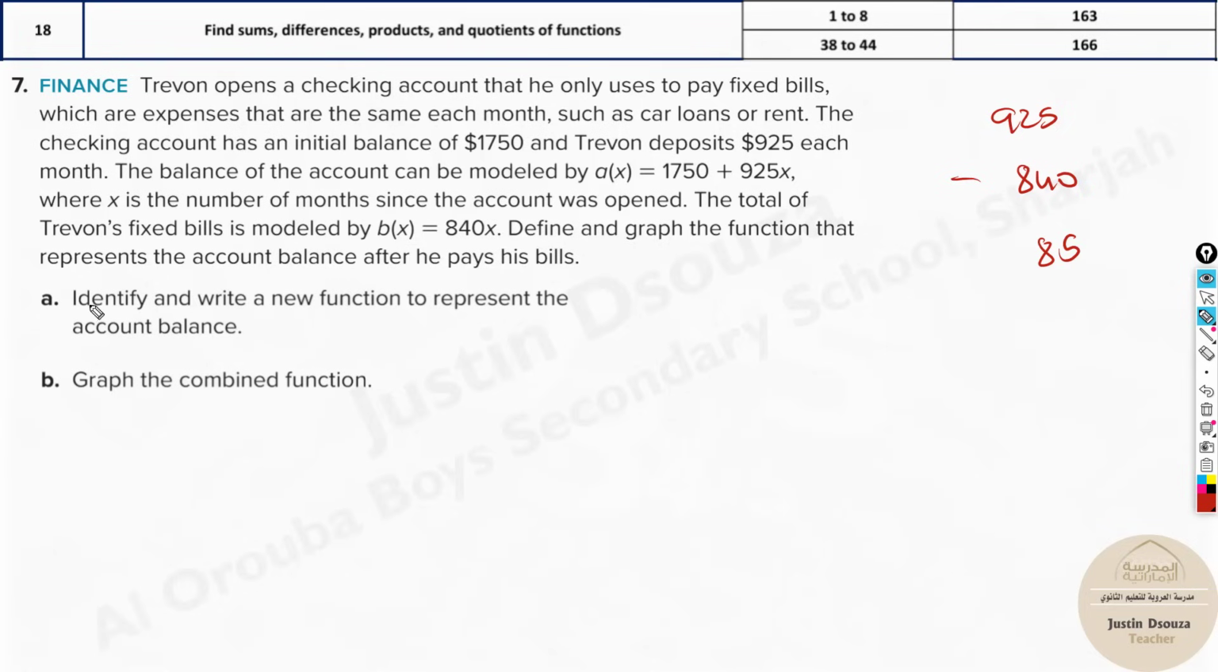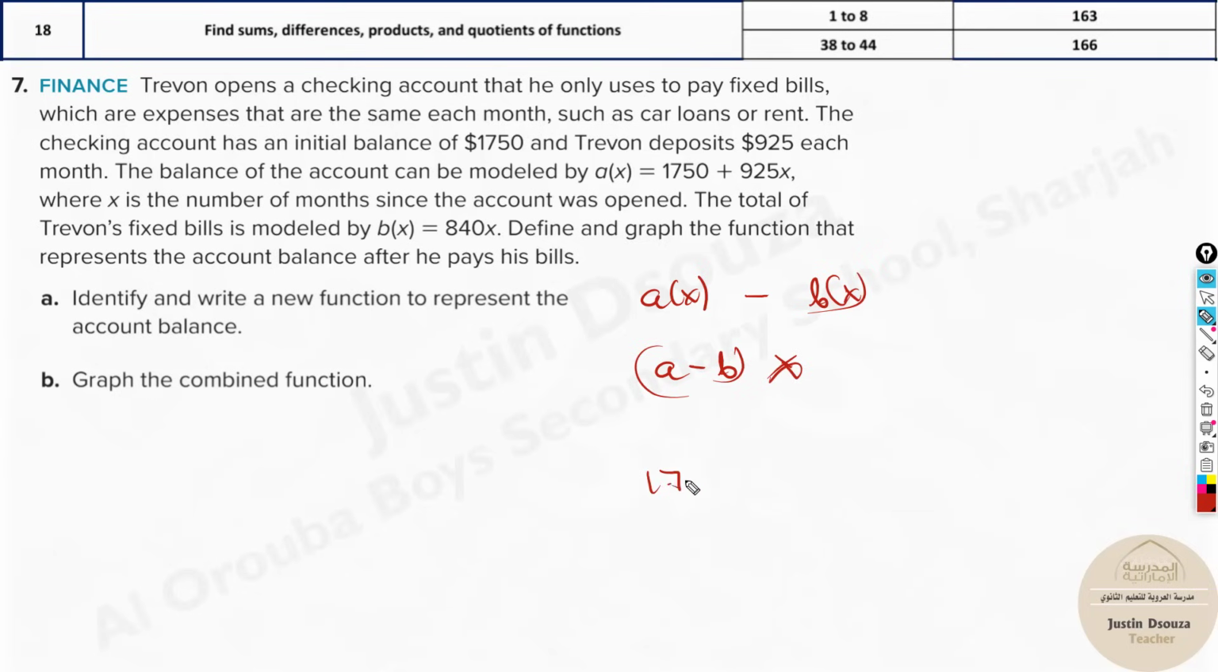Define the graph of the function that represents the account balance after he pays. Now first, let's write over here the first part, identify and write a new function that represents the account balance. So whatever money is put in, some money is deducted as well, right? To understand how much money is left in that account balance, we have to do A of x, what he has, minus the bills, that is B of x. Bills are removed. So this is the function. It is (A minus B) of x. You can write it like this as well, composition of functions.